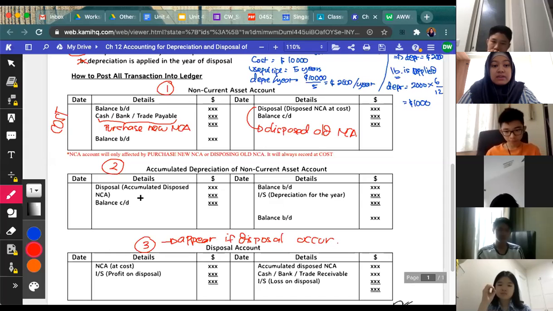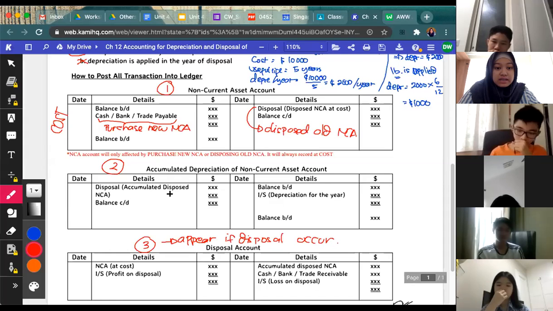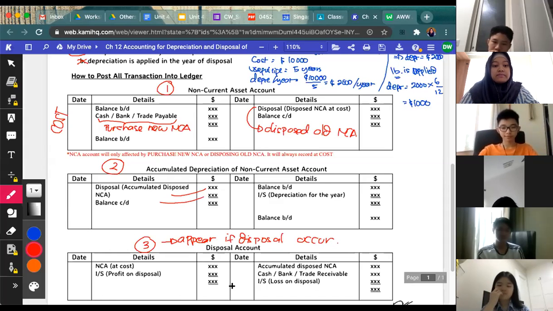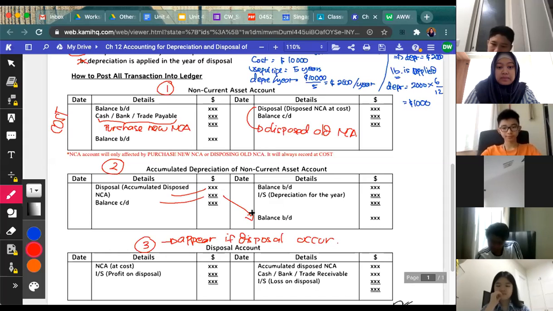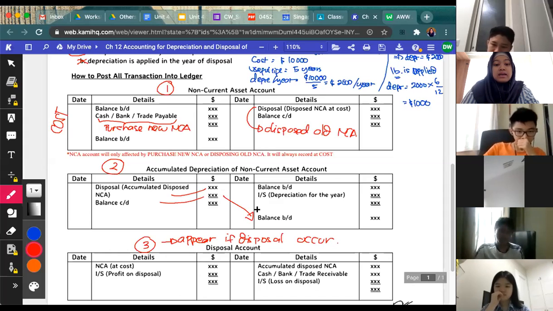Next, at the end, you have to calculate balance c/d. Okay. So then balance b/d will be brought down to the next accounting period. It goes to this as usual. Now, disposal account.